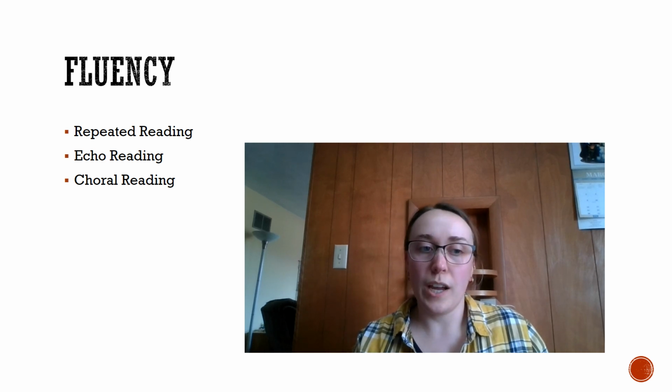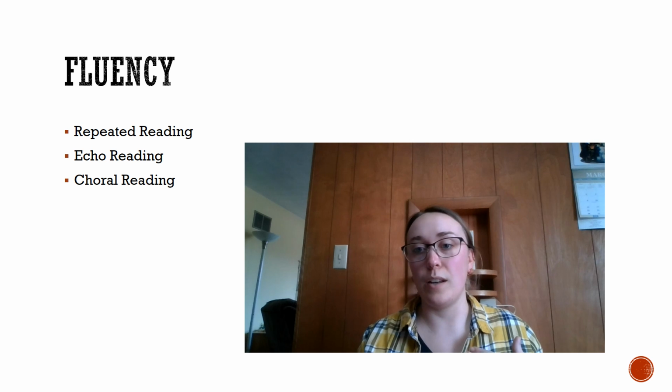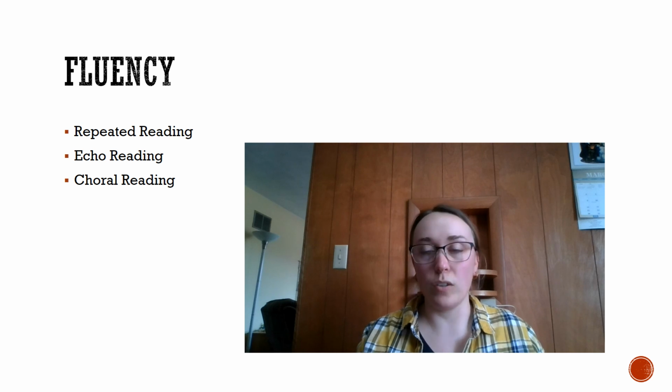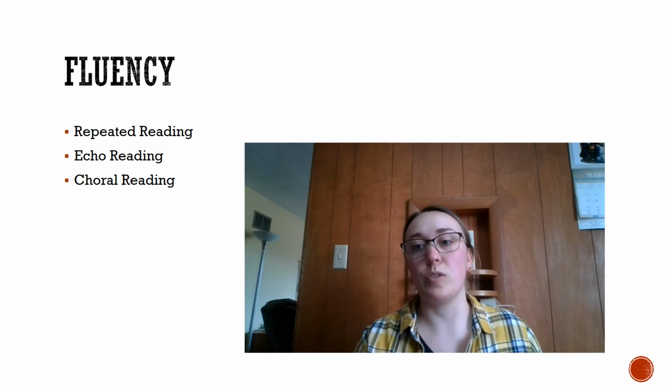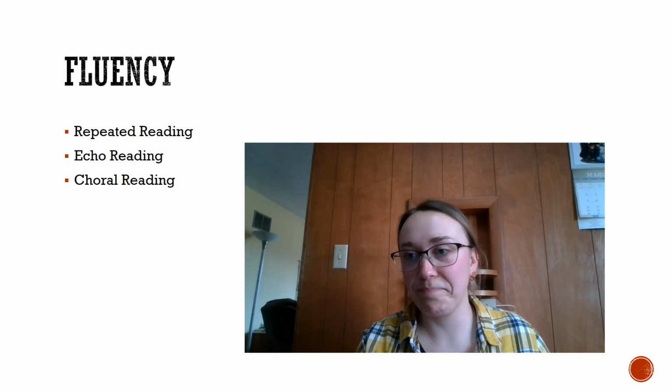The third strategy I have on there is choral reading. So that would be if I had a whole group of students, or if it was just me and another student, we would read the same passage together. So we would take the paragraph or the whole passage or whatever you're working with, and then you are reading it all together at the exact same time. So it sounds like a chorus, but we're not singing it, we're saying it.